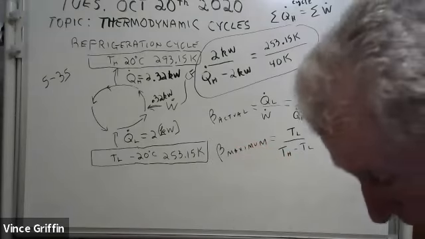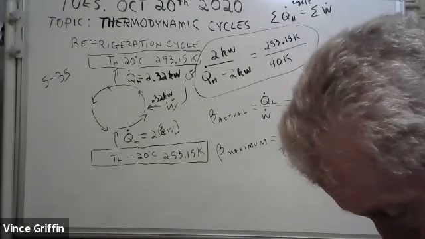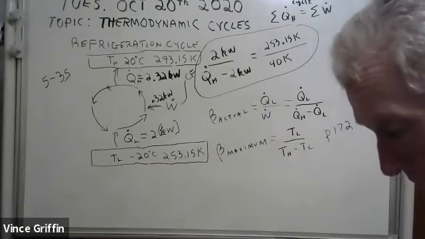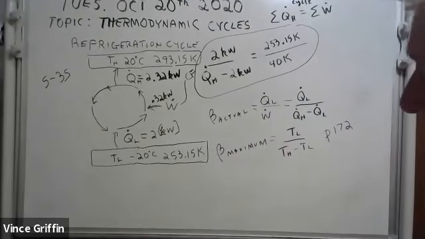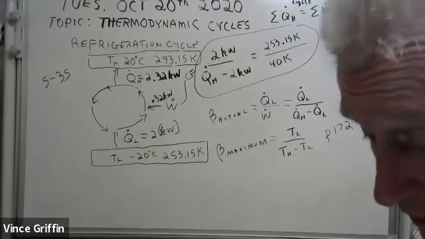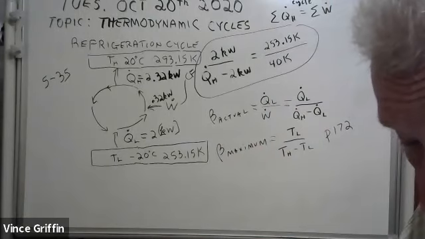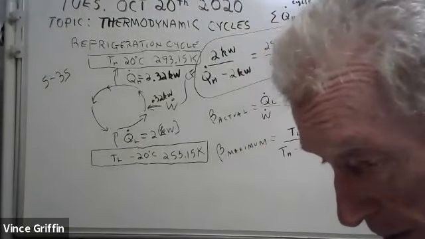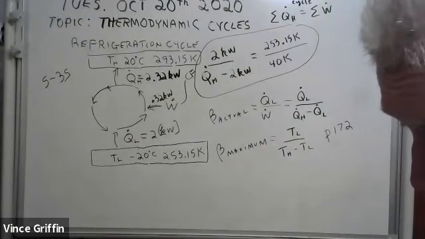Isn't that what they wanted? Let me see. 5.35. Yeah, now that's the smallest power motor. Now you can get a bigger motor, and you would in an actual refrigerator. You need a little bigger motor than that because it's not going to run perfectly.